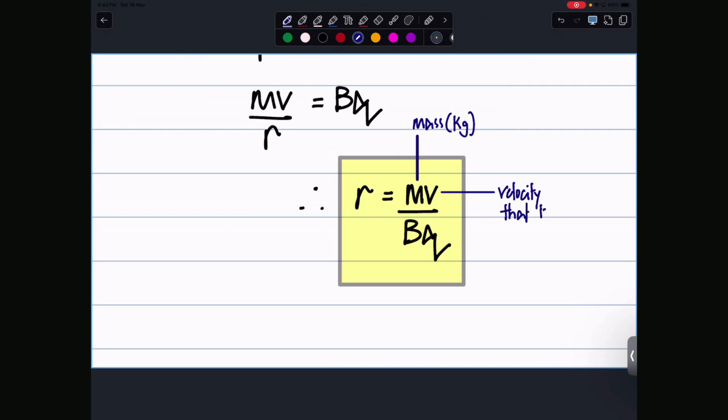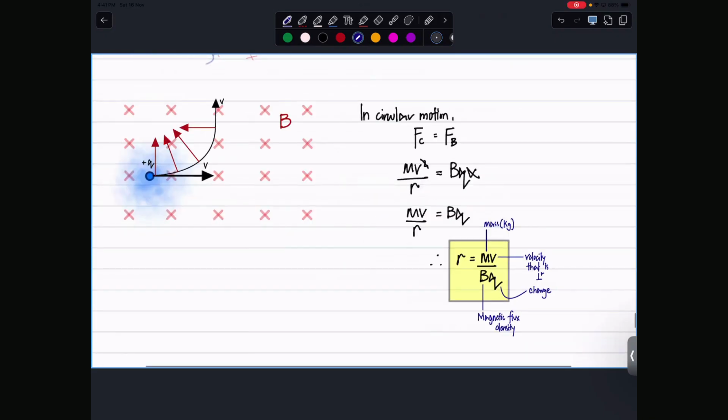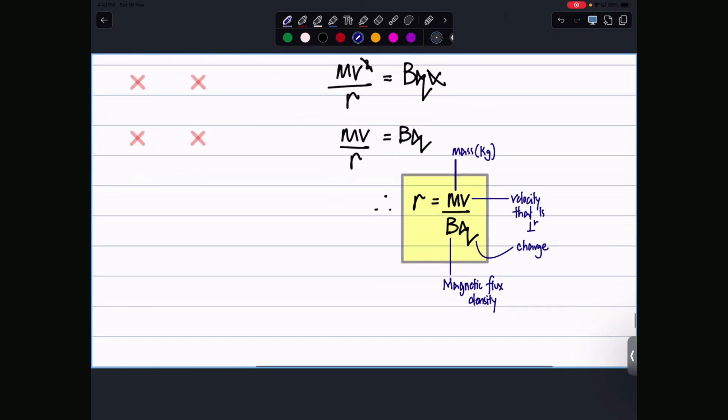All right, that is perpendicular. This is magnetic field strength, or magnetic flux density. Magnetic flux density. And Q is the charge. The good part is that they make you derive this.